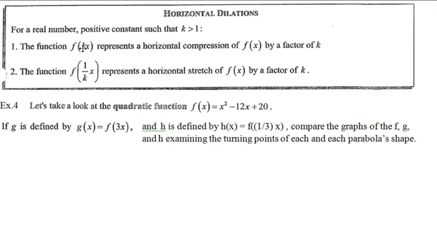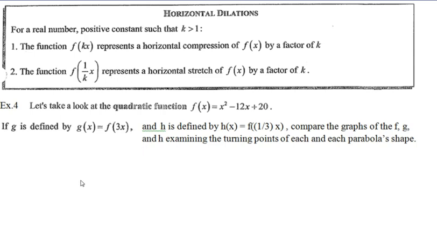If you multiply x by a scale factor here, you might think it would get bigger like it does in the vertical direction. It does not. It actually compresses the graph by a factor of k. And if you multiply by something less than 1, something between 0 and 1, it's going to stretch the graph by a factor of k.